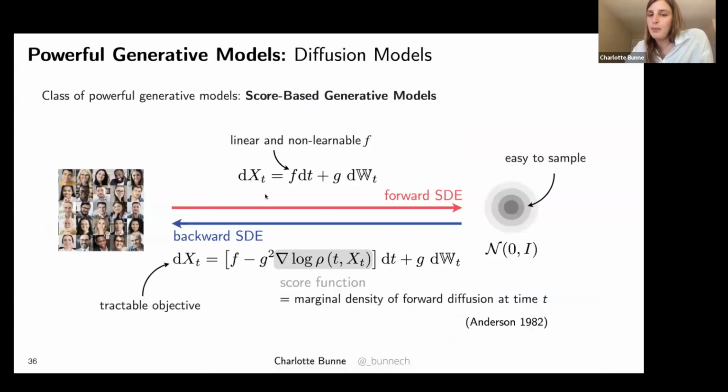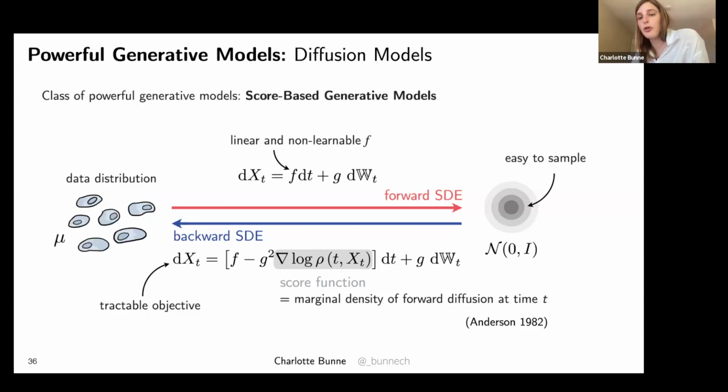So I have a very simple forward SDE with a simple drift, which I don't need to learn, but the reverse SDE is going to contain this so-called score function, which is the marginal density of my forward diffusion at time point t, that we can parameterize. We can't really solve this in closed form, but we can parameterize this with a neural network and use a tractable objective to parameterize and learn the system of two coupled SDEs.